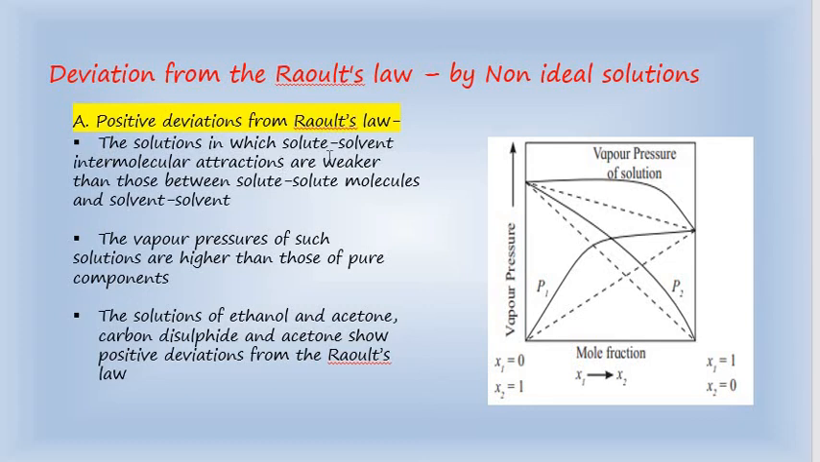The solutions in which solute-solvent intermolecular interactions are weaker than solute-solute and solvent-solvent interactions show positive deviation. They will not give you a straight line. The line is bent. The vapor pressure of such solutions is higher than that of the pure components. The solutions of ethanol and acetone, carbon disulfide and acetone are the solutions which show positive deviation.